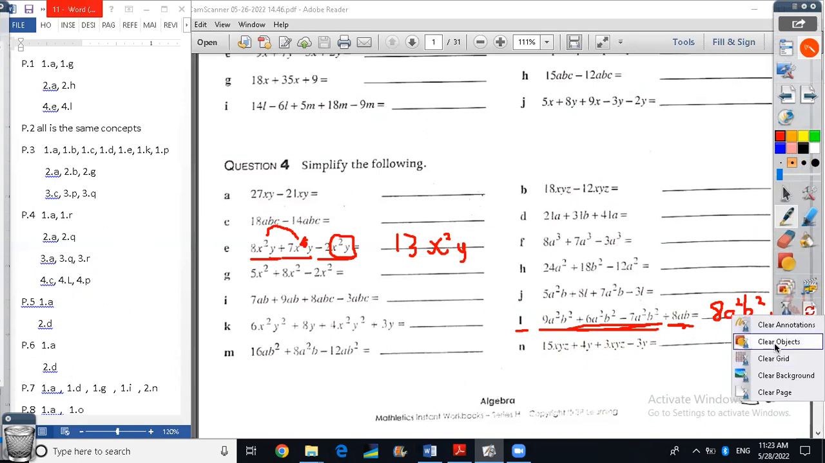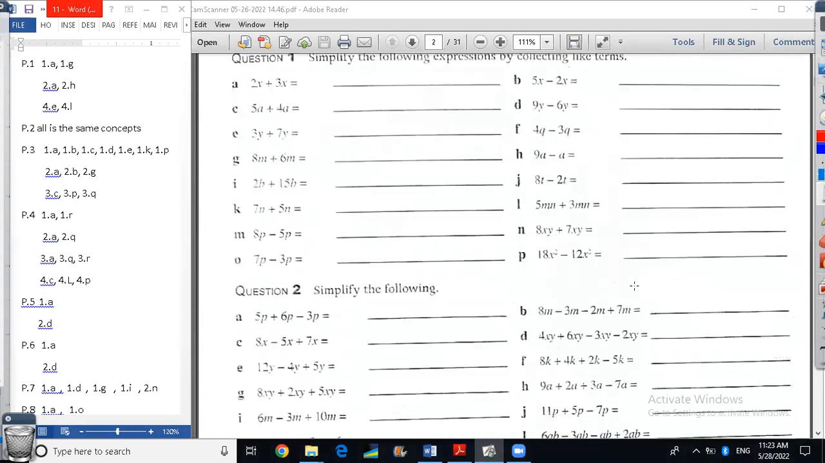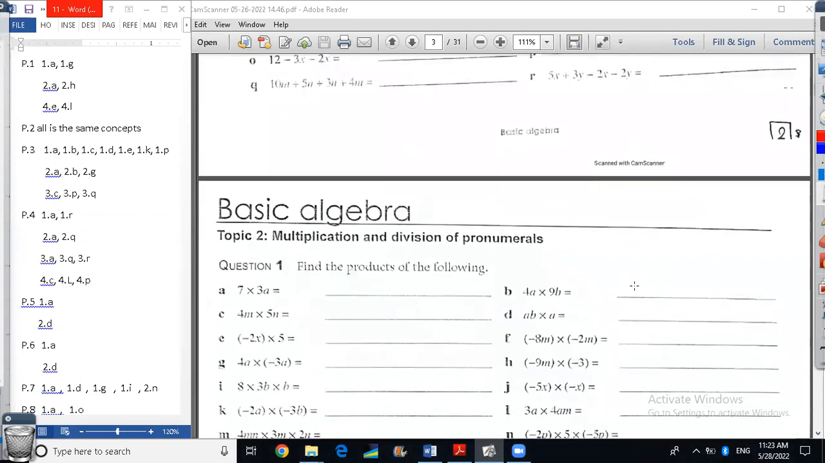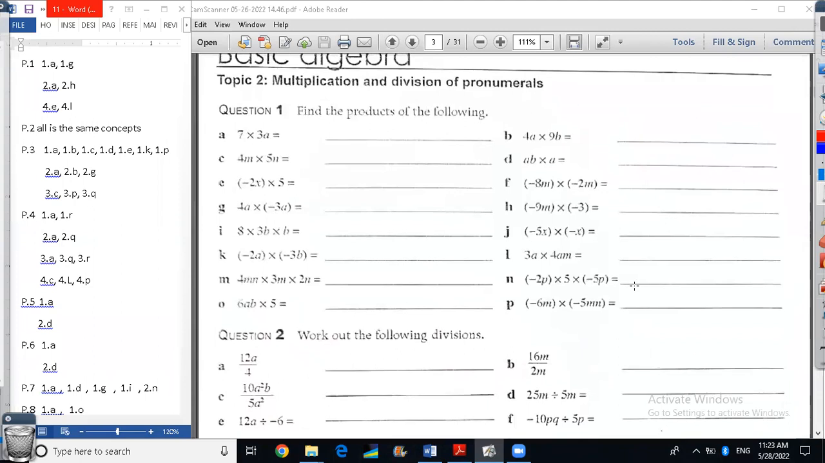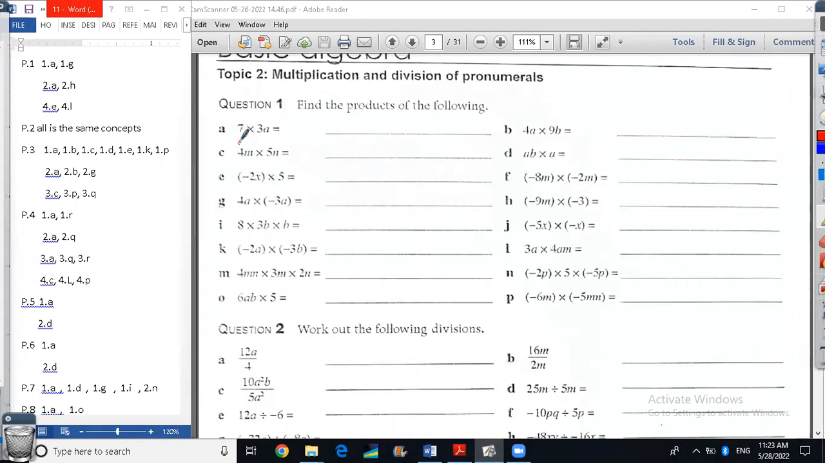First, remove this. Now, the second page is exactly the same idea like the first page. It's just extra practice for you. Everything is just the same. Page 3, it's now multiplication. All right, question 1a here.